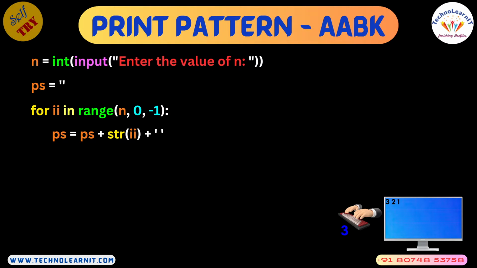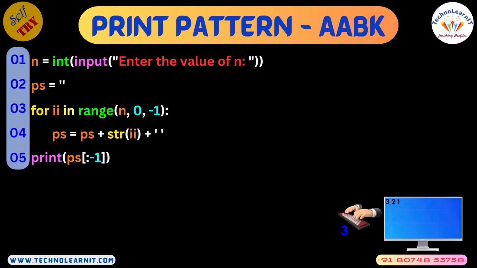So every time you convert the i value into a string and also append a space, because you clearly see the space between each and every output that you produced. Finally, you print everything that you have constructed in the print string except the last character. So this is the syntax that we have been using. Using these 5 lines of code, you can produce this output pattern.